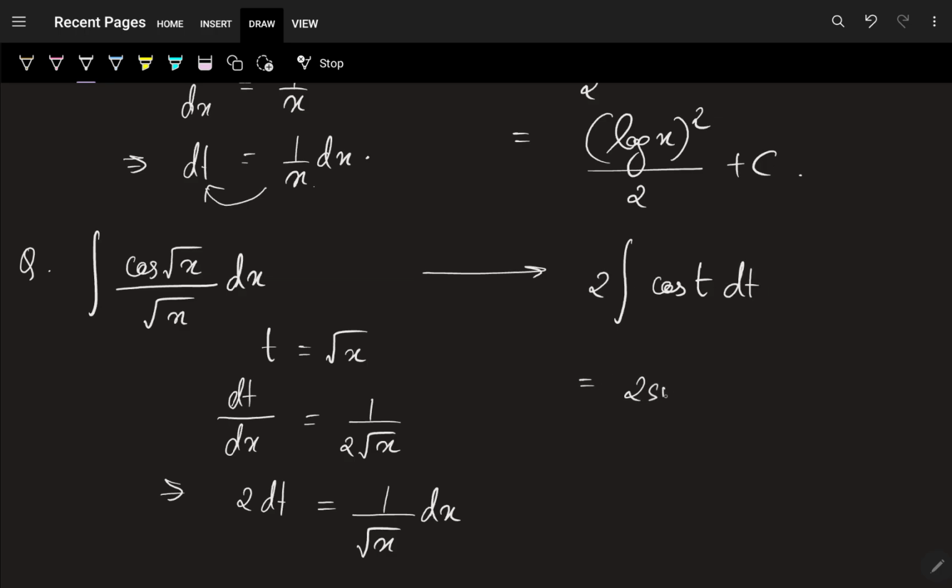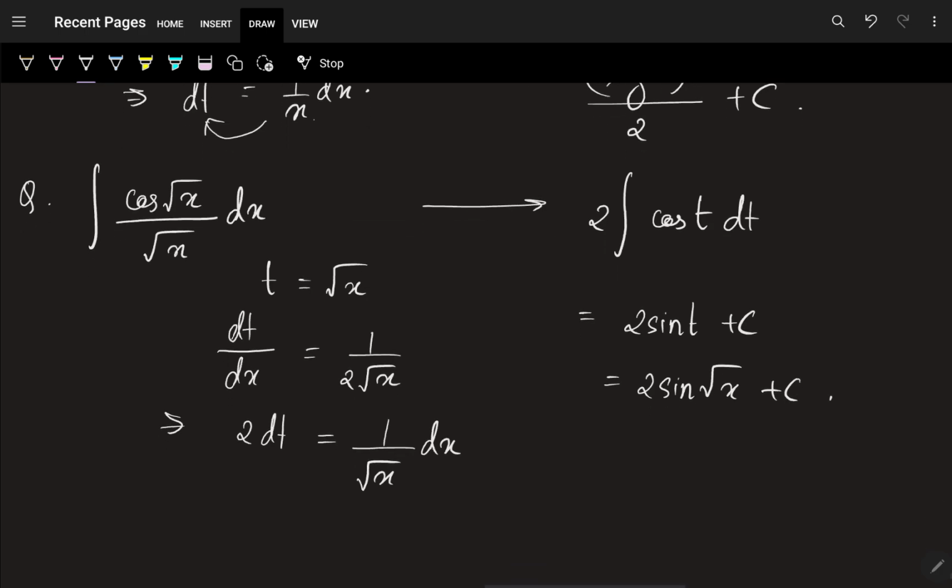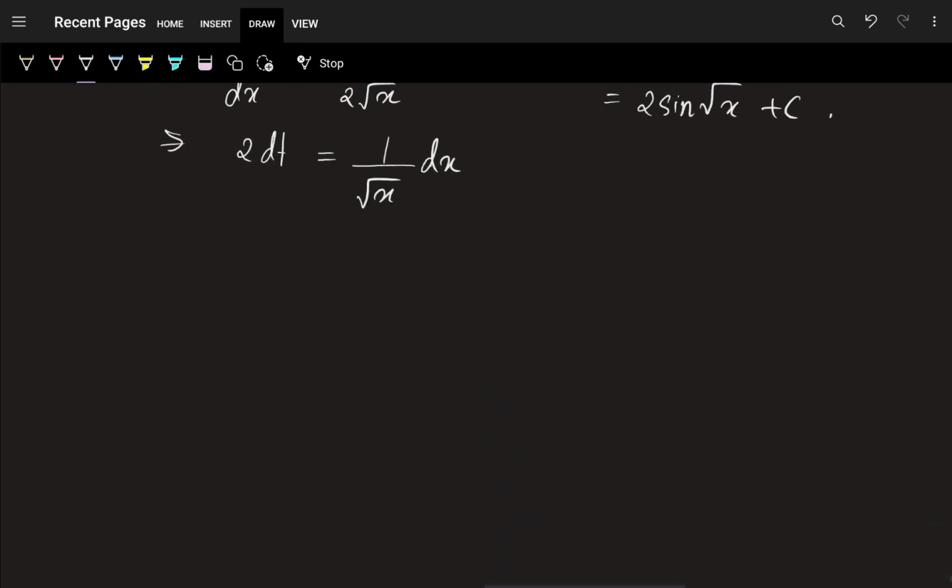So this will be 2 sine t plus c. Now what is t? t is root x. So this will be 2 sine root x plus c. There you go. Okay.